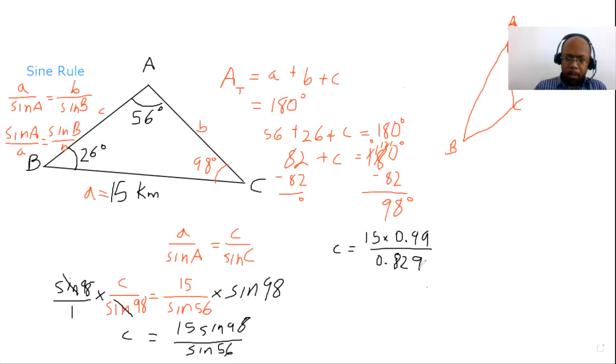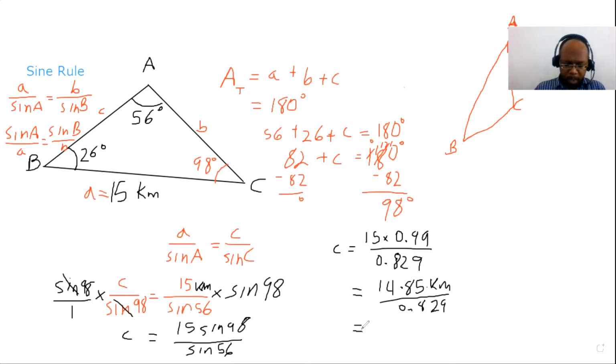And now it's just a matter of multiplying everything together and dividing. So let's multiply 15 times 0.99. You get 14.85. And this is kilometers, because you see that 15 there? That 15 always had a km attached to it. And there was nothing that canceled it out. So it's still there. And then we have our 0.829.